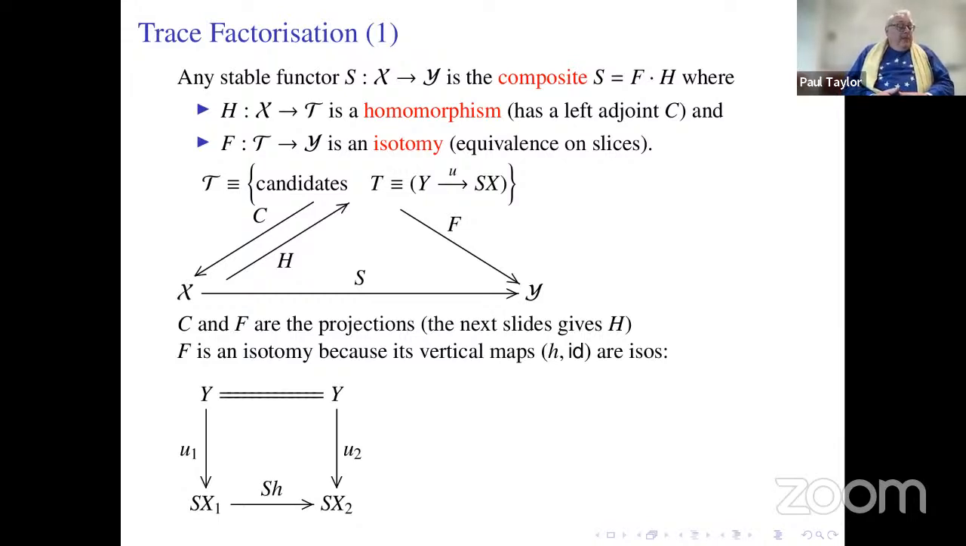The left adjoint C and the isotomy F are given as the obvious product projections from those. F is an isotomy because of the universal property of candidates. So we have two candidates with the same Y and different X's, and some morphism between them. And if they're both candidates, then that morphism H has to be an isomorphism by the universal property of candidates.